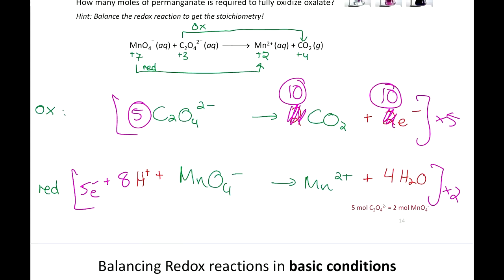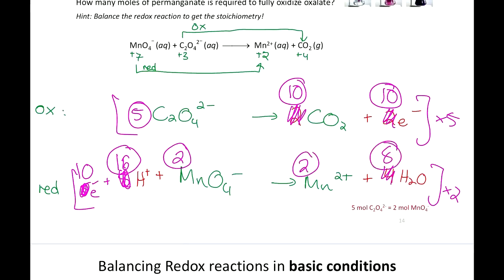Then for the permanganate one, 10 electrons, 16 H pluses. No, that's not right. No, that is right. Yeah, that's right. 2 permanganates, 2 manganeses, and 8 waters. Now we add them up.